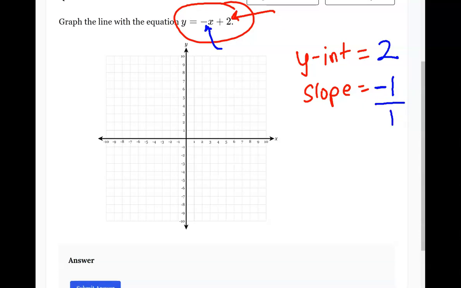So let's use our Delta Math mouse pad now, and we're going to click on the y-axis at +2. Now we're going to move down 1 unit and right 1 unit, because the slope is -1 over +1.